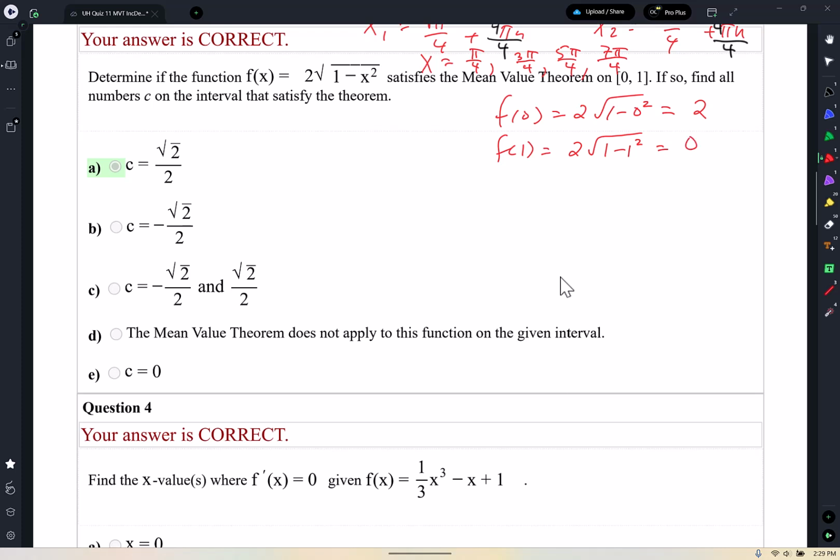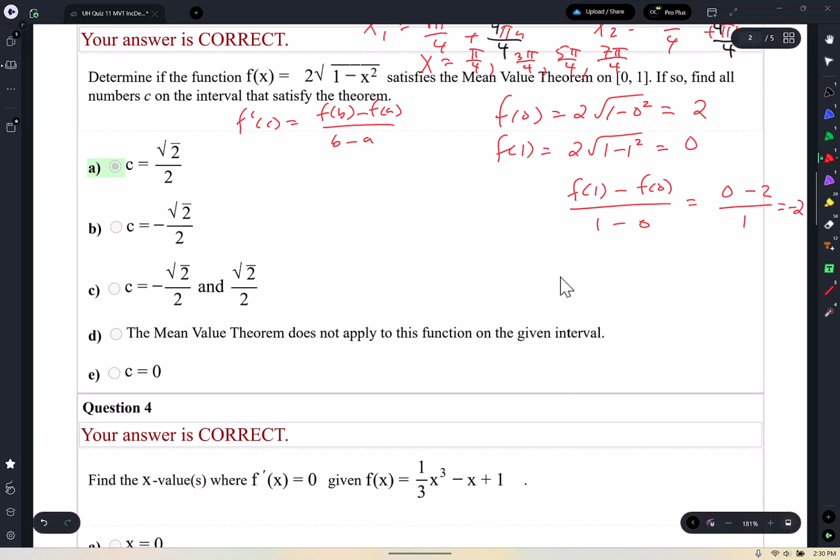Right. Here's what I'm doing, guys. I'm doing the right side of the mean value theorem. Let me write the mean value theorem over here. f prime of c equals f of b minus f of a over b minus a. Remember, the right side is the average. I'm going to go f of 1 minus f of 0 over 1 minus 0 equals 0 minus 2 over 1 equals negative 2. Sometimes I'm tempted to skip so many steps, so I have to really fight my urge to skip steps.